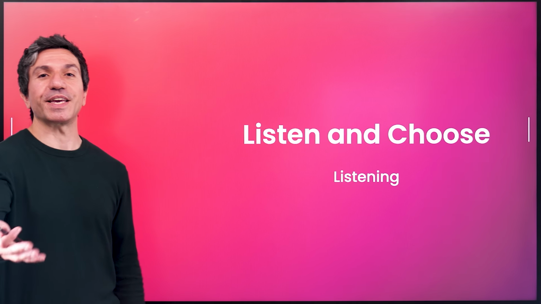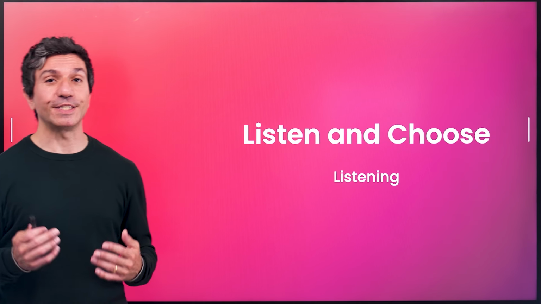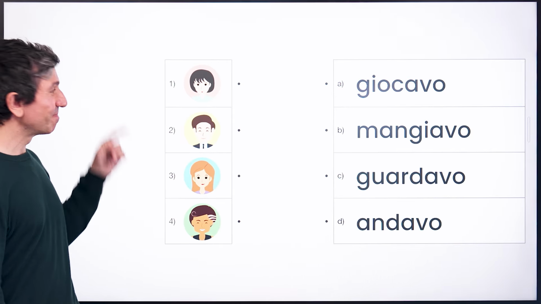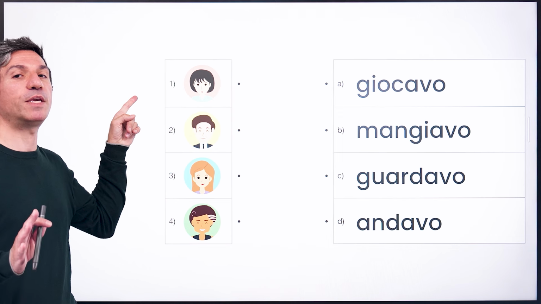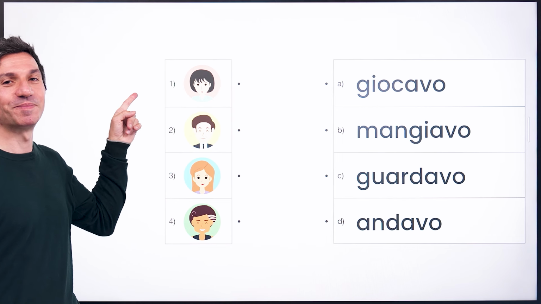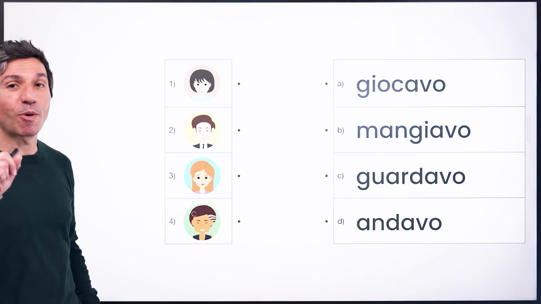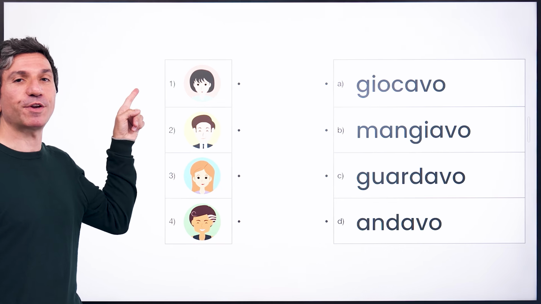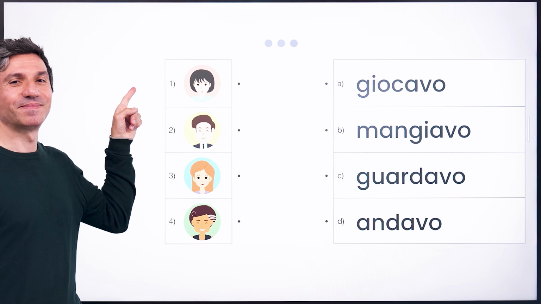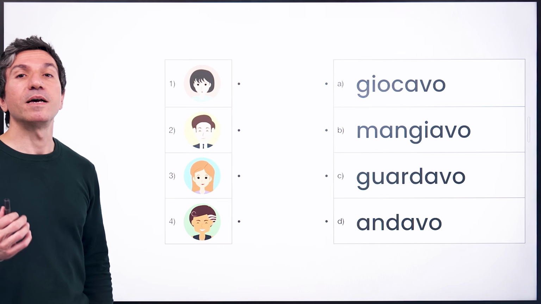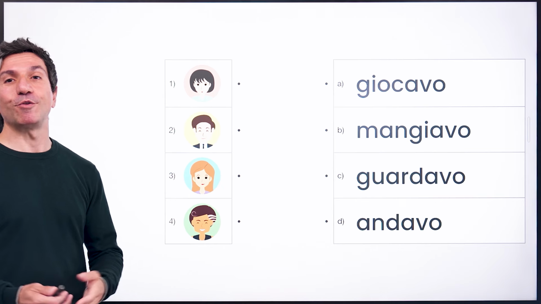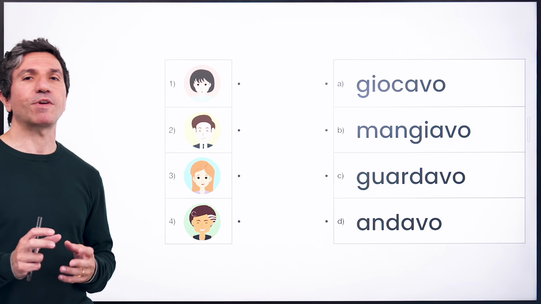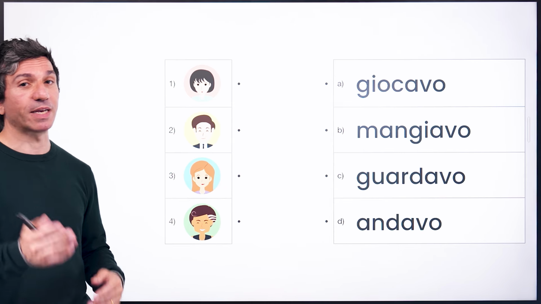Listen to me as I speak. Which imperfetto verb is used in the sentences? Da bambino non mangiavo le verdure. Let's listen one more time. Da bambino non mangiavo le verdure. Did you hear mangiavo? Mangiavo, the imperfetto form of mangiare, is used here to describe a repeated action in the past.